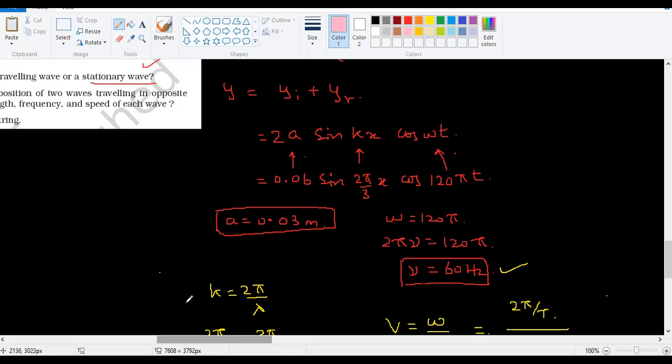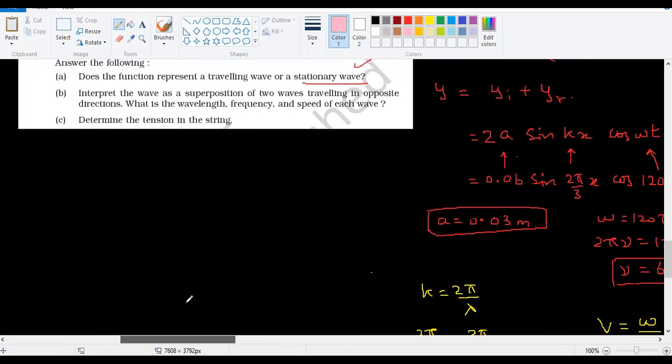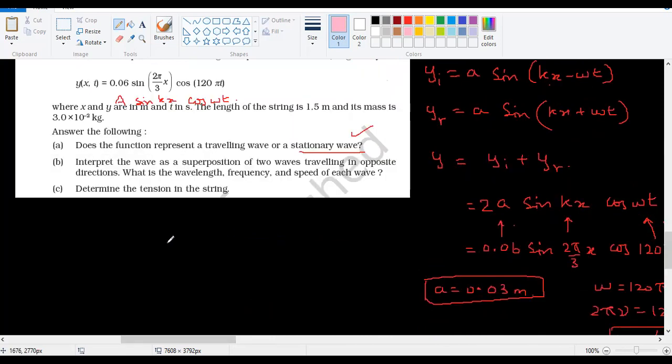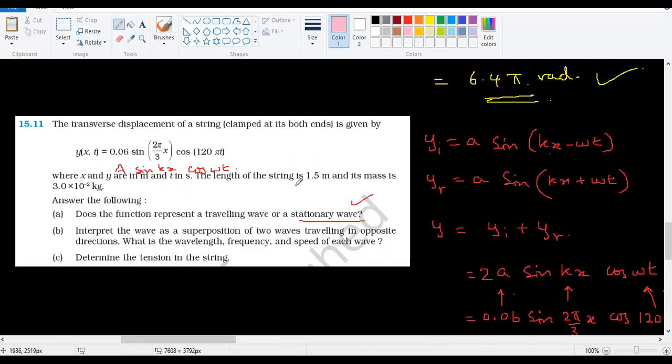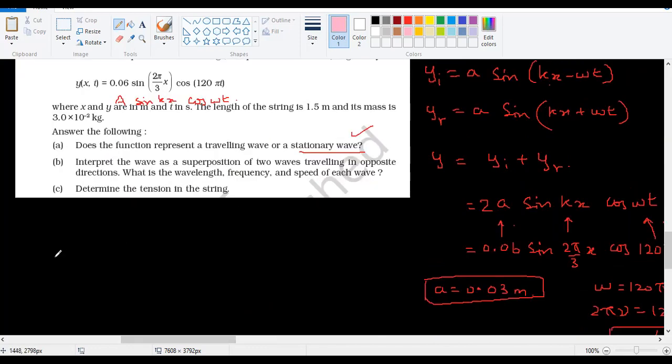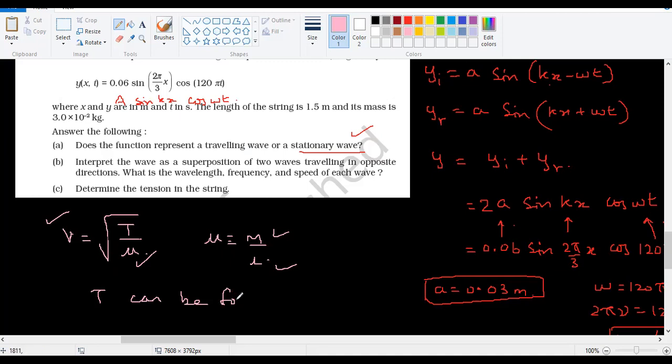Now they're asking you to find the tension. Determine the tension in the string. So we have been using the same formula again and again. You know that the string length is given and mass is given. So velocity is equal to square root of tension divided by mu. And mu is equal to mass by length. Mass is given, length is given, which means you can find mu. The velocity we just calculated. So if I know the velocity, I can calculate the tension. Multiplication and division is your department.